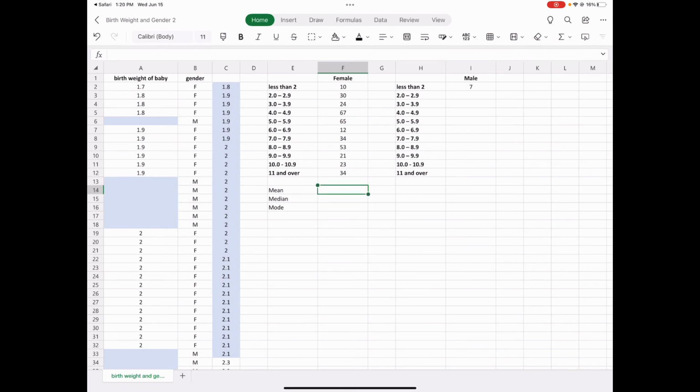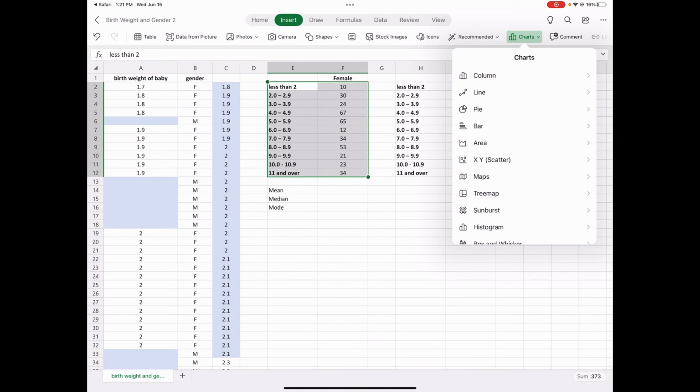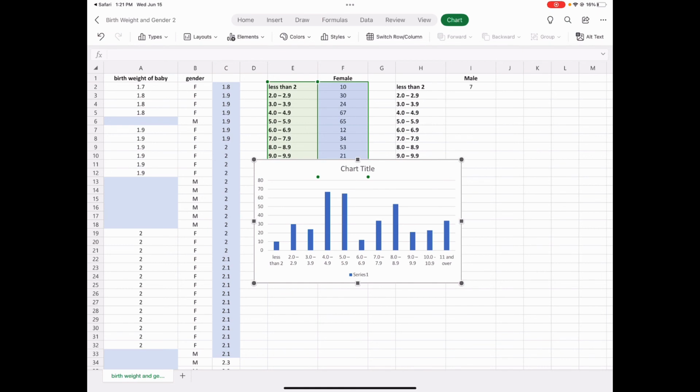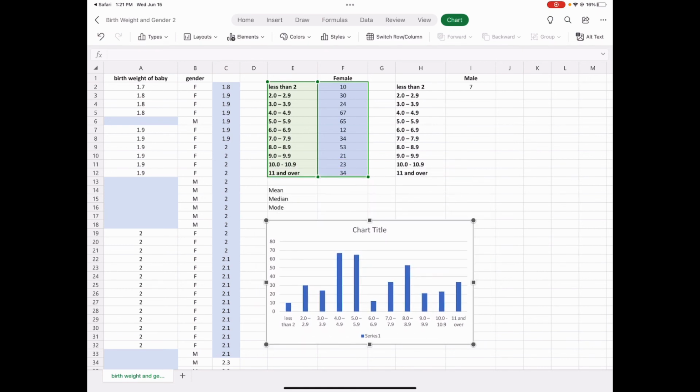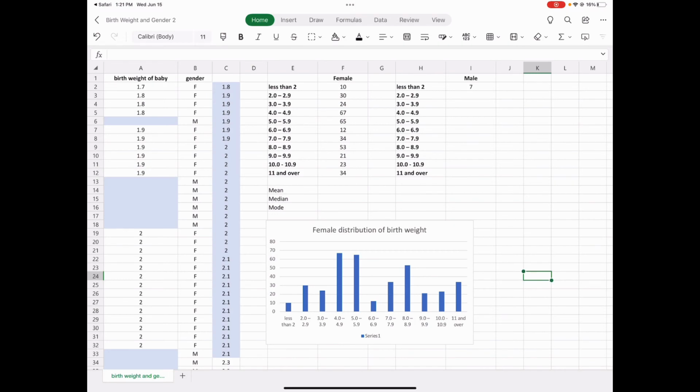The first thing I did, as I said, is I found how many each, and you're going to highlight the females' weights and numbers so we can make our histogram, so we can make our graph. And I'm going to insert chart. I'm going to choose a column chart. This is a histogram, what we're doing, but it doesn't turn out quite right. So I'm just going to choose one of these, and it doesn't matter which one you choose. I'm just going to choose this one here. Then you can change the chart title to female distribution, birth weights, excuse me. And then you do the same thing for the male once you count them up.